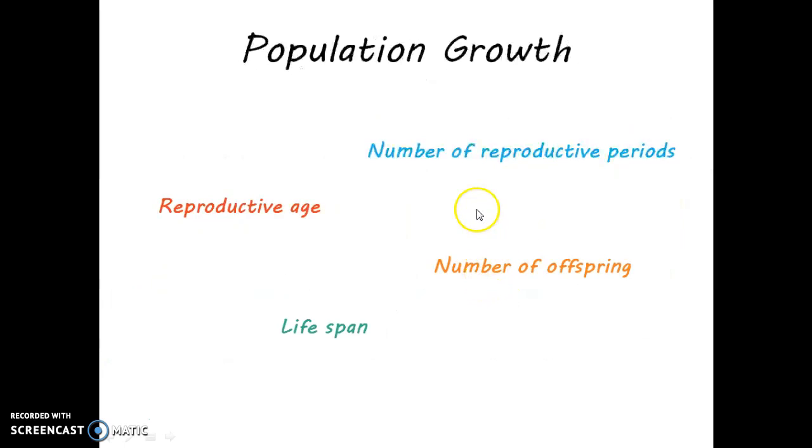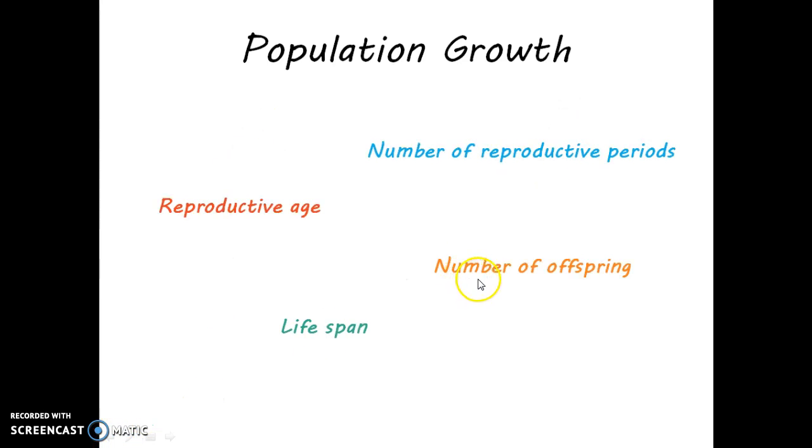All right, let's talk a little bit about population growth. So population growth can depend on a lot of different things. At what age do organisms reproduce? How long do the organisms live? How many offspring do they reproduce with? And how many times do they reproduce in a lifetime?